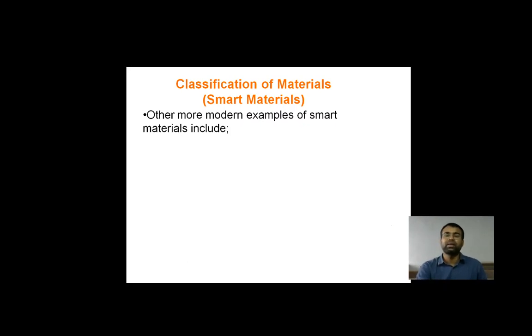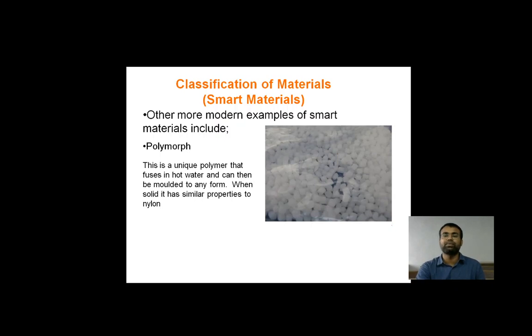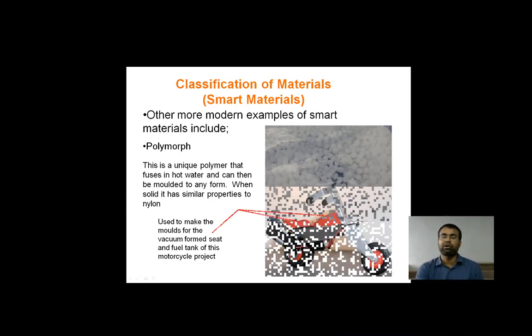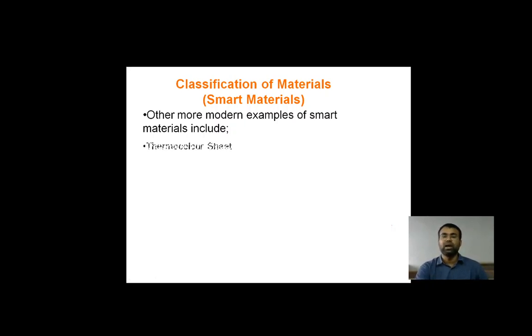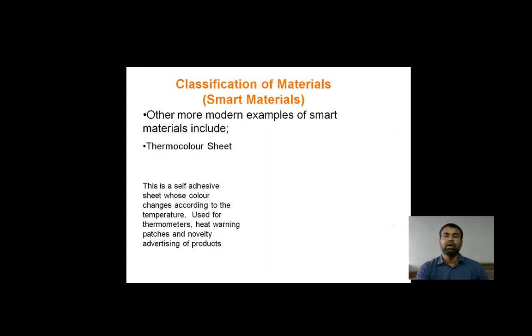Another more modern example of smart materials includes this particular polymer. This is a unique polymer that fuses in hot water and can then be molded to any form. When solid, it has properties similar to nylon. So this is how these things change themselves according to the condition, and it is used to make a module of the vacuum-formed seat, as you can see, and a few types of metal cycle projects. These are experimental, and this includes the thermal color sheet.